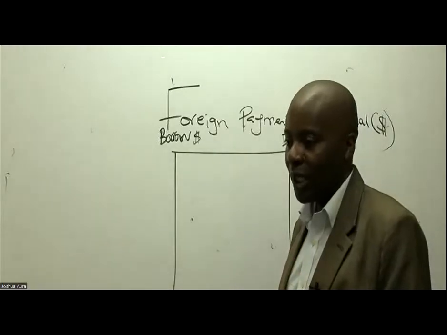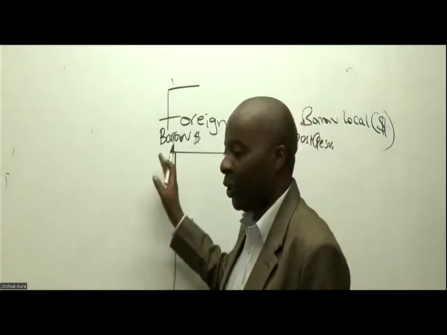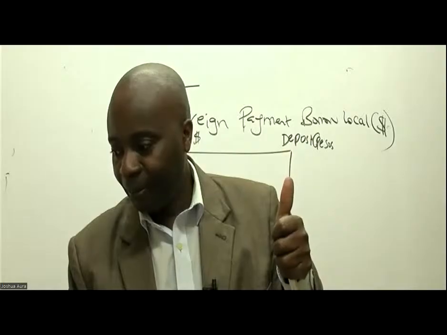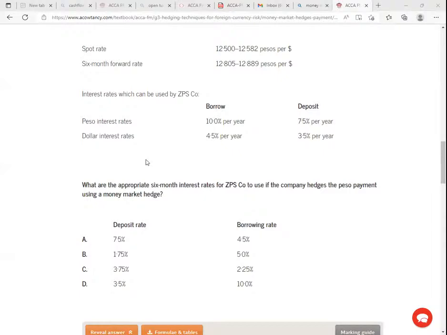They only want rates. So here I would want the borrowing rate of the dollar. Are you able to see the borrowing rate of the dollar? It's 4.5%. So the dollar borrowing rate is 4.5%.